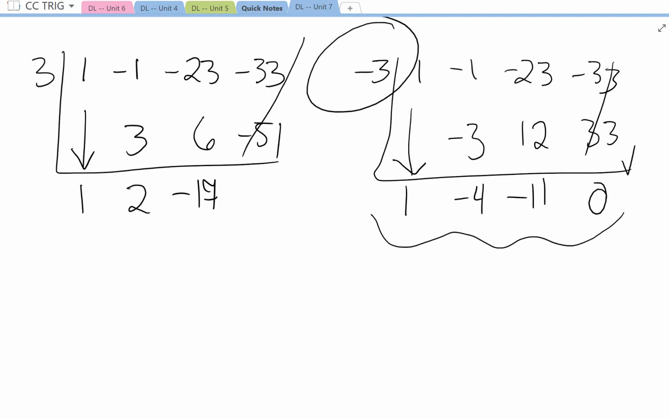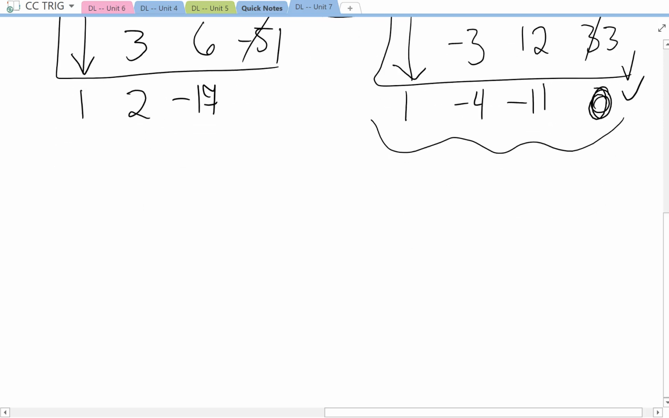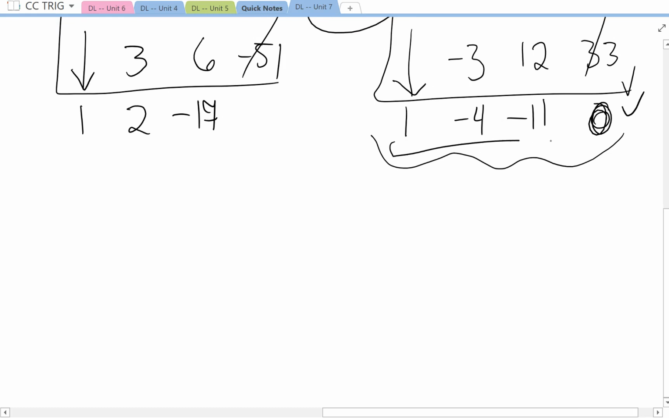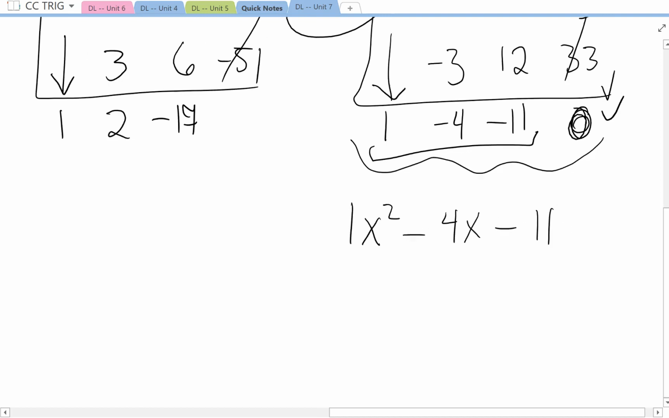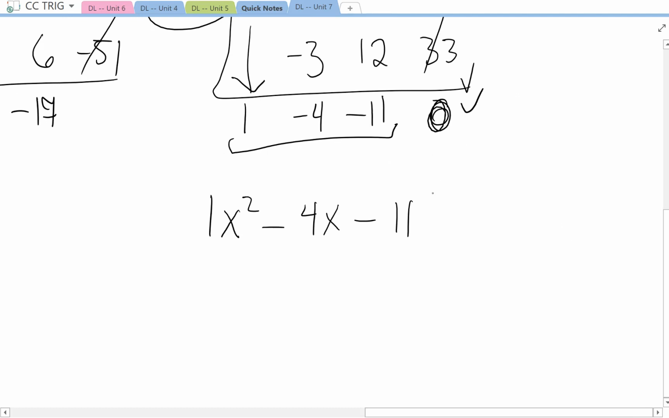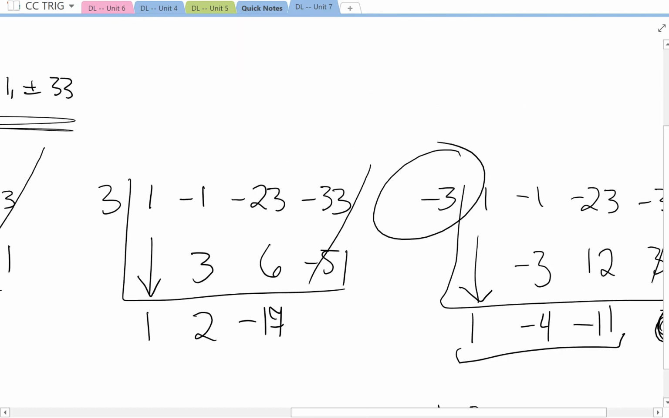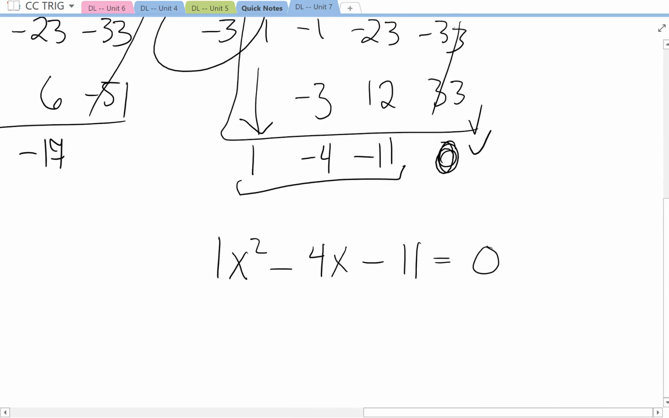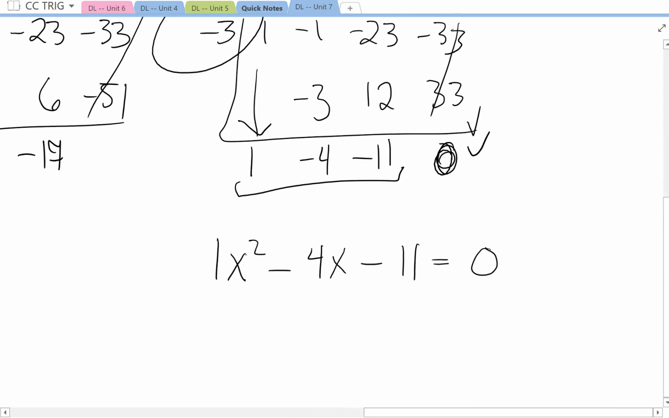But what about the rest? Because we ended with a 0, we got something that went into it evenly. So now we have the coefficients of a new polynomial, our quotient. We started off with an x to the 3, and we divided by x to the 1, so now we're left with x to the 2. So this would be 1x squared minus 4x minus 11. And of course, that is equal to 0, because if you want to find any zeros, you have to turn the output f of x or y into 0.